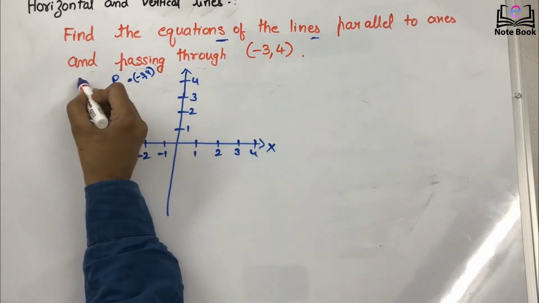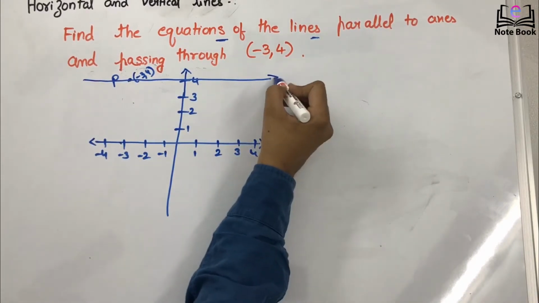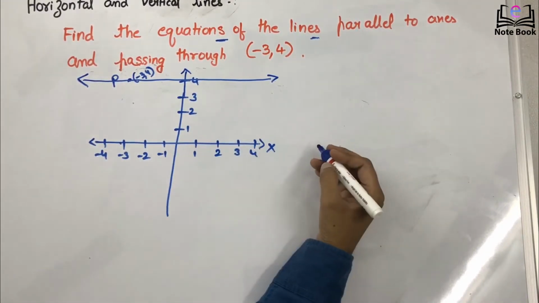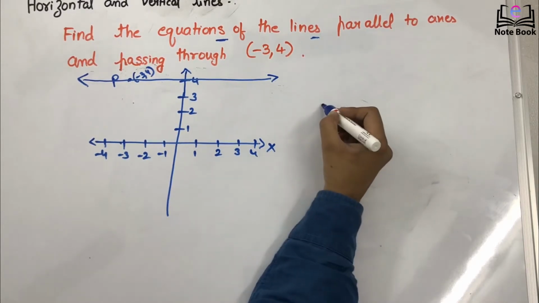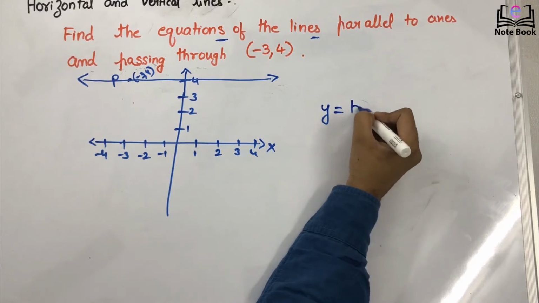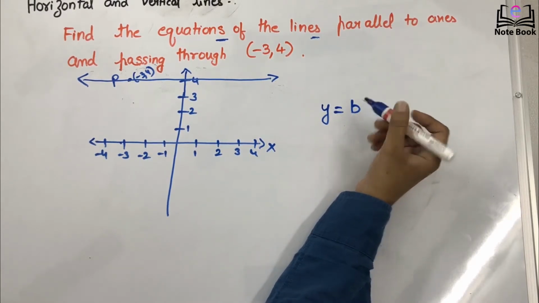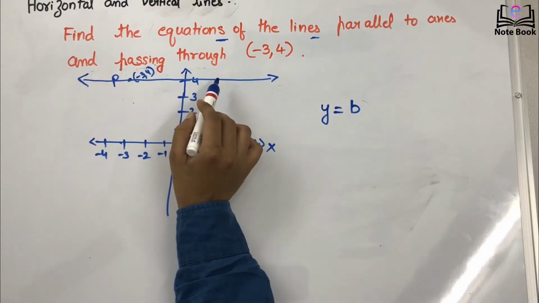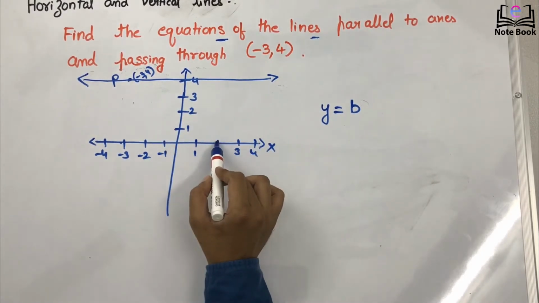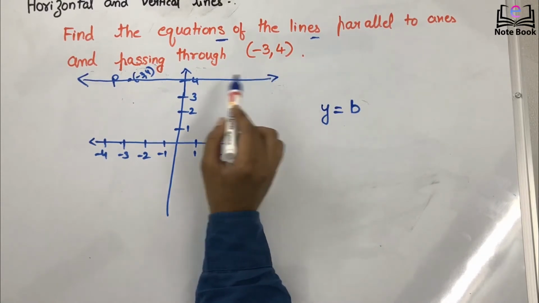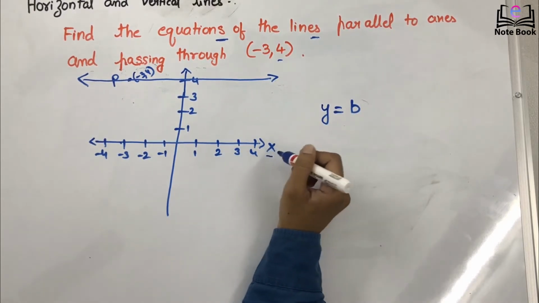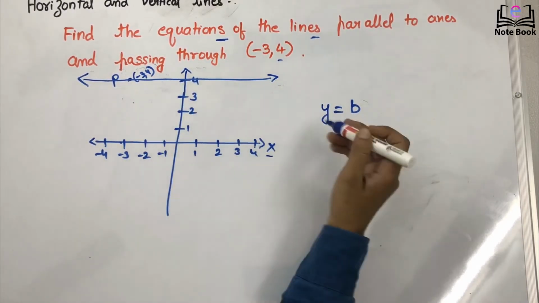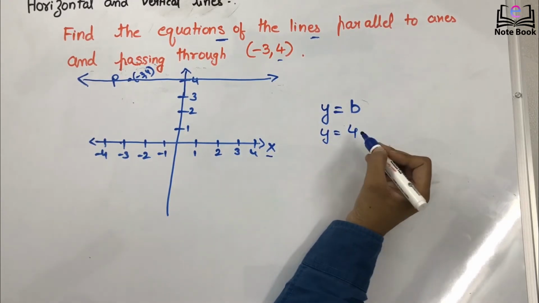Now consider a line passing through P and parallel to x-axis. We have learnt in our previous discussion that any line parallel to x-axis will have an equation like this: y is equal to b, because on this line the y coordinate will be constant. The distance from the x-axis to this line is constant. Here the y coordinate is 4. So the equation of the line parallel to x-axis and passing through minus 3, 4 is y equal to 4.